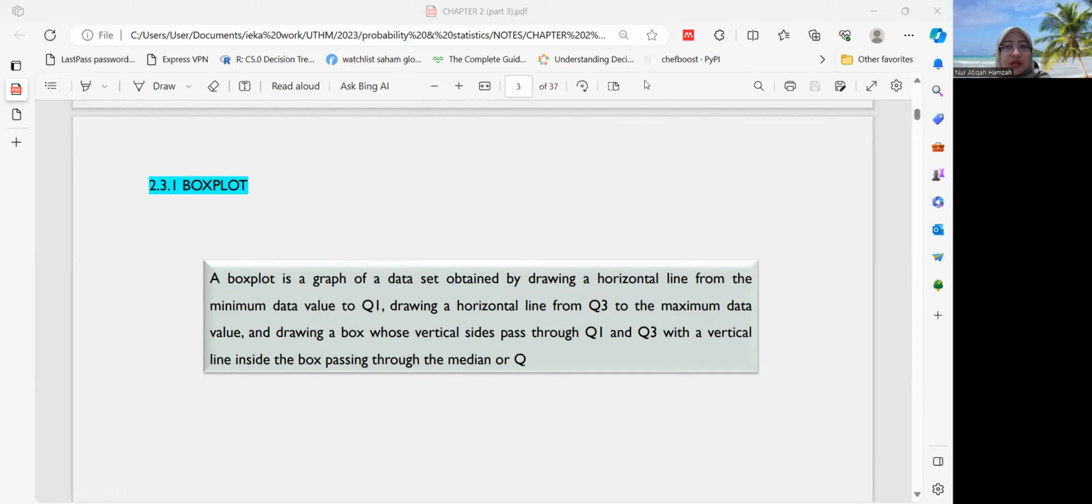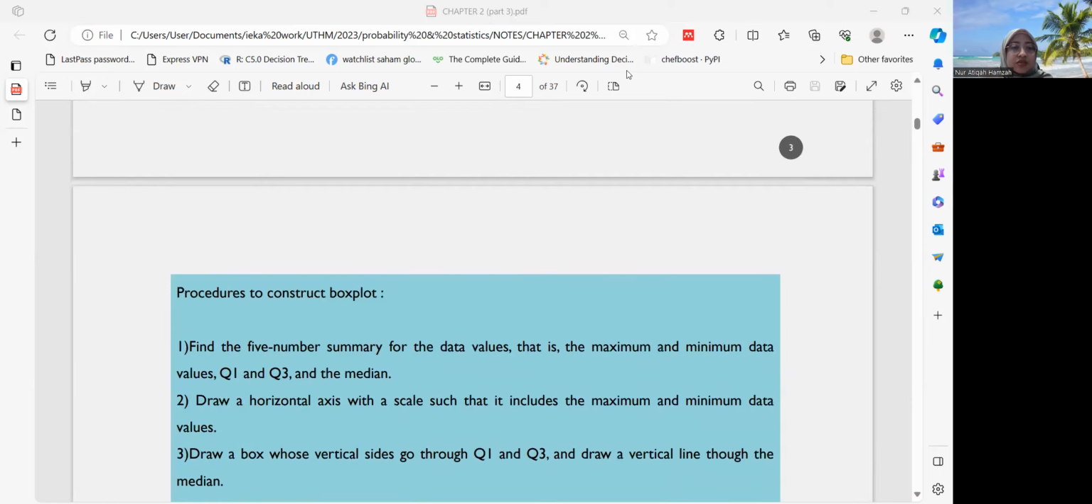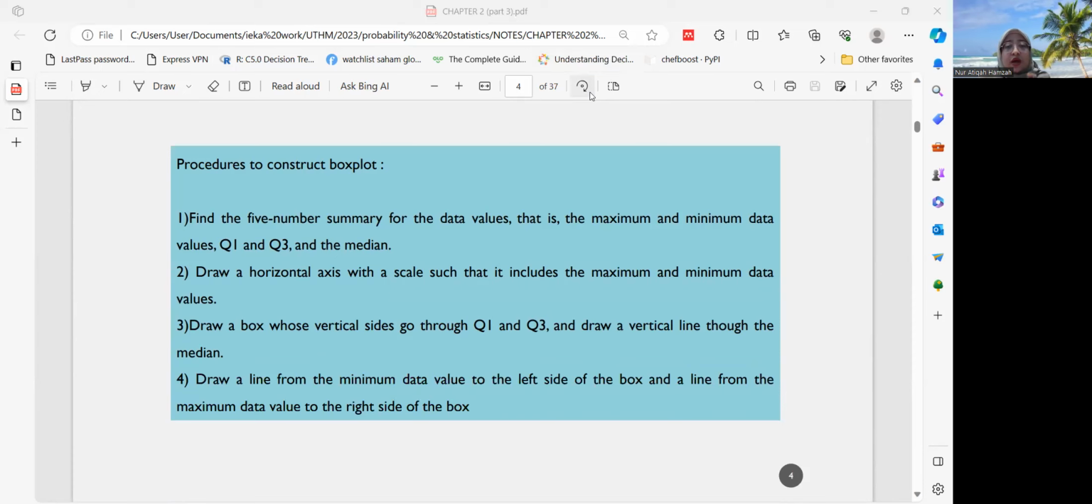This means that the box plot uses the 5 number summary. What is that? The 5 number summary is the minimum and maximum values, and also the 3 quartiles: Q1, median, and Q3. So when you have to construct the box plot, you have to make sure that you have these 5 values: the maximum, minimum, Q1, Q2, which is the median, and Q3. Once you have these 5 values, you can construct the box plot.